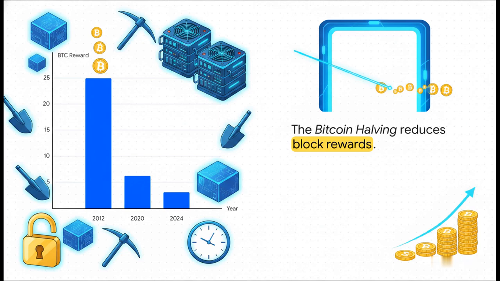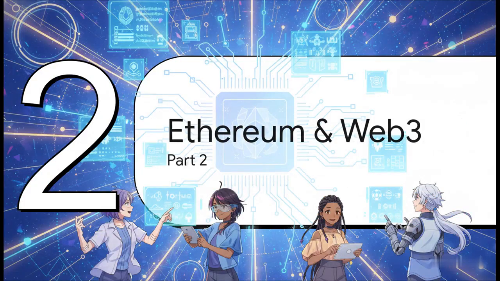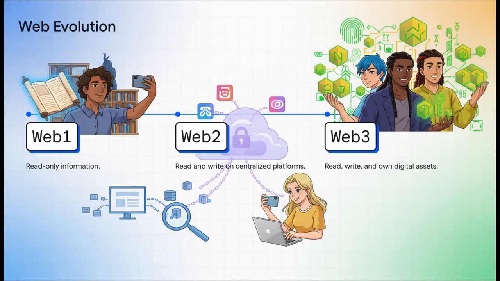This systematic reduction naturally decreases inflation over time and continuously drives up the scarcity of the asset. Moving right along to part 2, the Beyond, Ethereum and Web3. So we've firmly established Bitcoin as decentralized money, but what happens when we use this exact same tech to run complex applications? To really understand that, we have to look at the evolution of the internet.